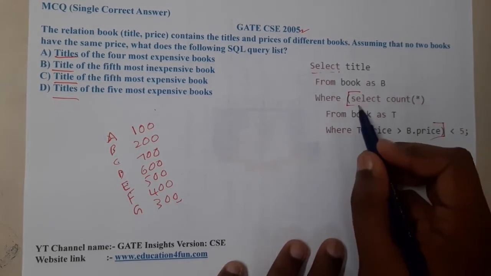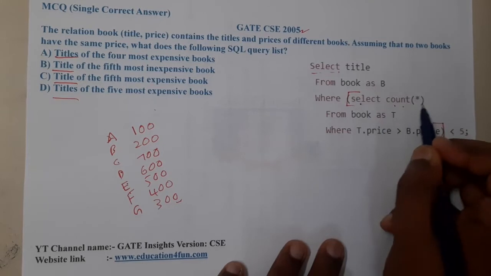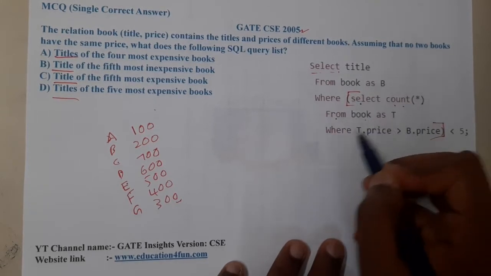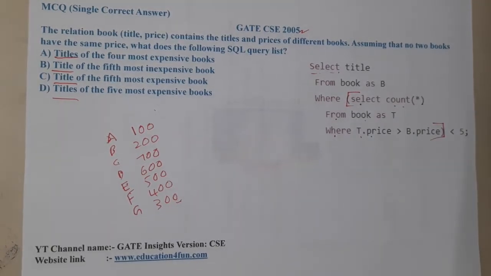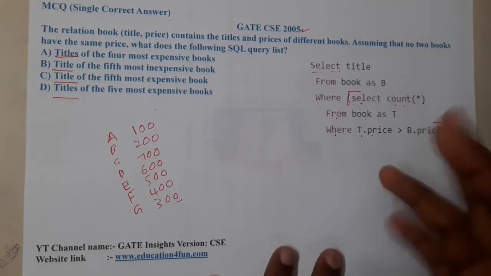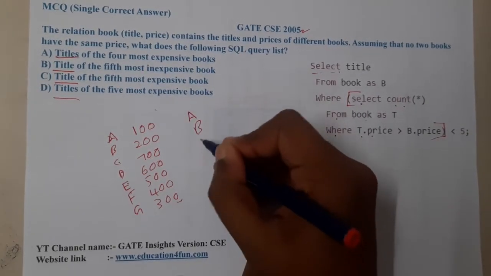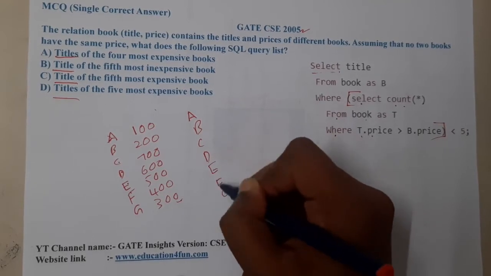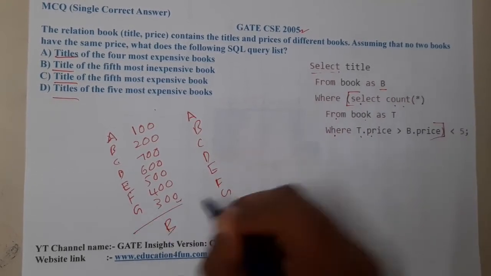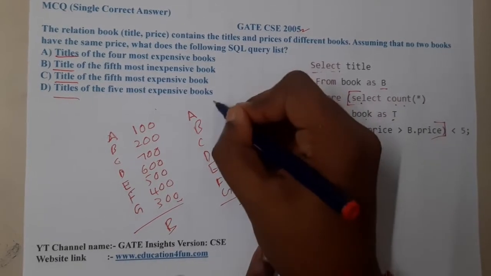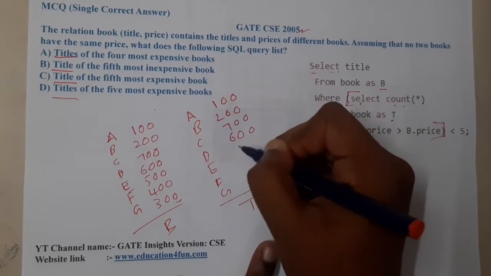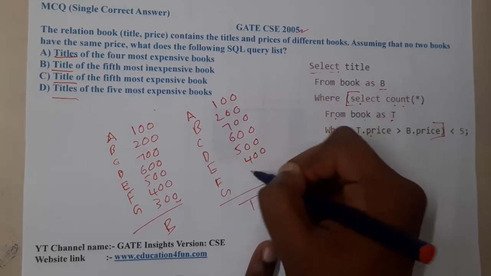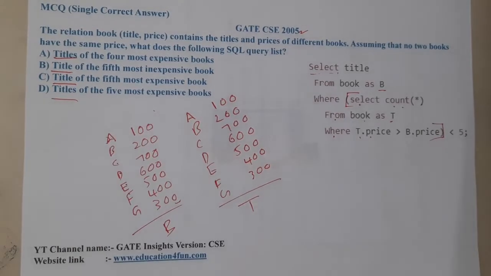It says select count star from book as T where T dot price is greater than B dot price. Indirectly, they are trying to compare the price with the price by duplicating the table. So this table is written twice, once called B and the other time called T. Whenever you work this way, please rewrite the table, because you will get more clarity while solving the question. If you try with a single table, it might be confusing.